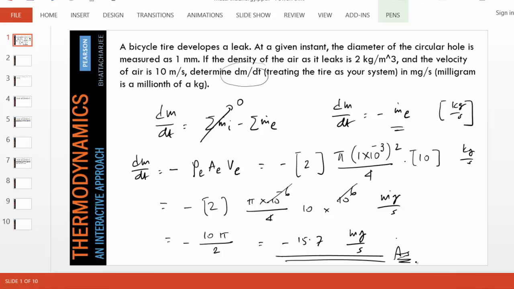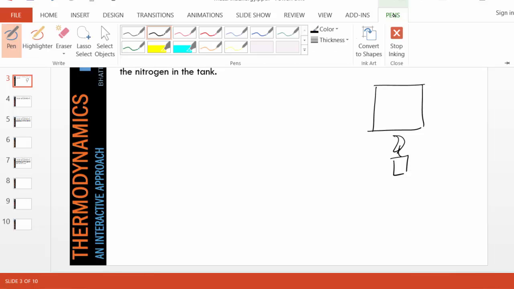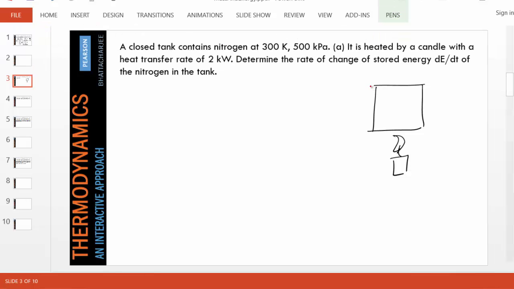Very simple problem. Okay, let's go solve a problem with energy equation. Very rudimentary problem again. We have a closed tank which is being heated by an external source, and this is our system.